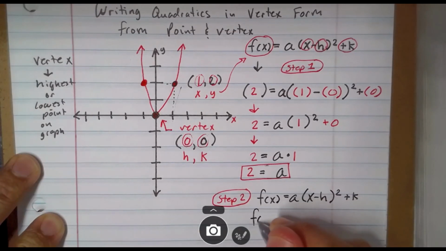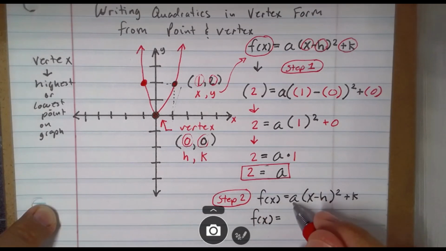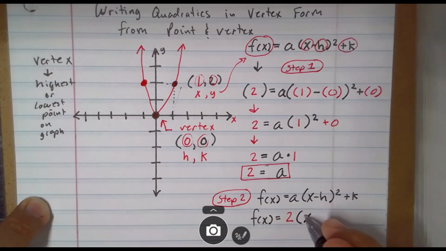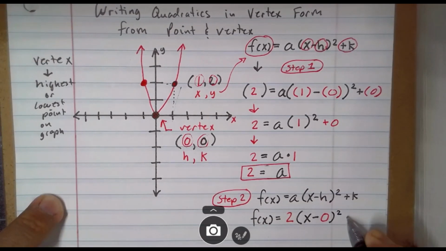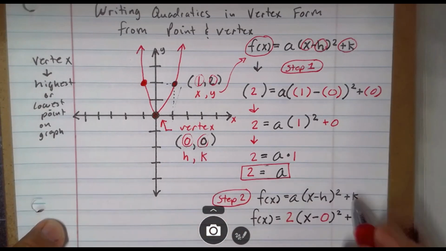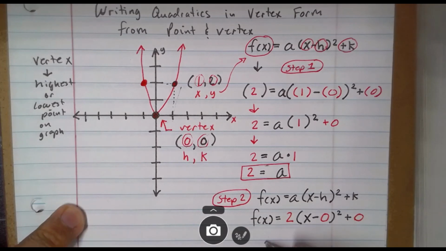And I'm going to move this up just a little bit. So this is actually going to be f of x is equal to my a value of 2. So instead of an a, I'm just going to write a 2 in its place, times x, and it's going to be minus, and my h value happens to be 0 in this case, so I'm going to write a 0 in place of h, squared, and then it's plus k. My k value also happens to be 0. And if I wanted to make this look a little nicer, I could say this is really just f of x is equal to 2 times x minus 0 squared.